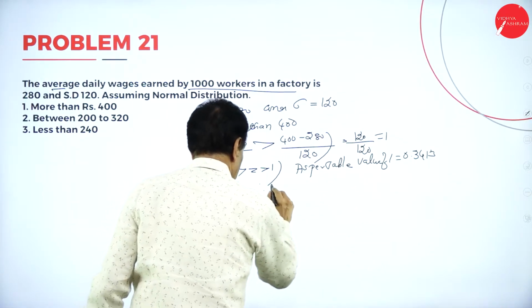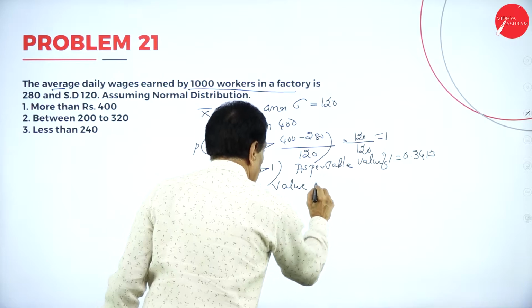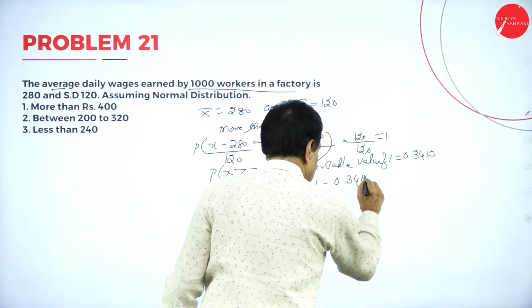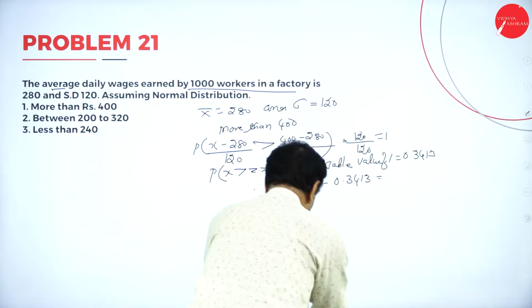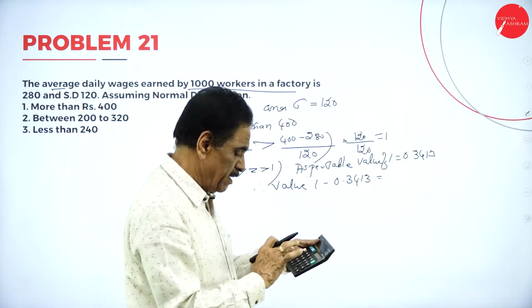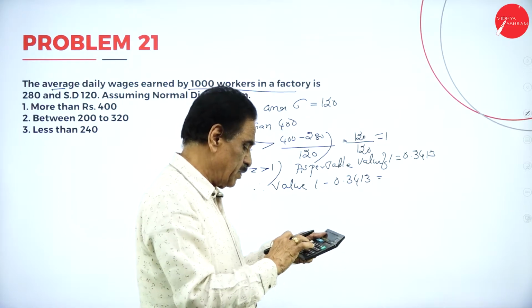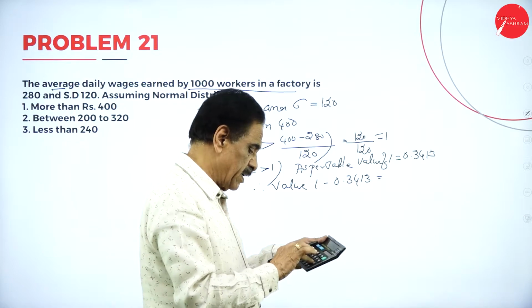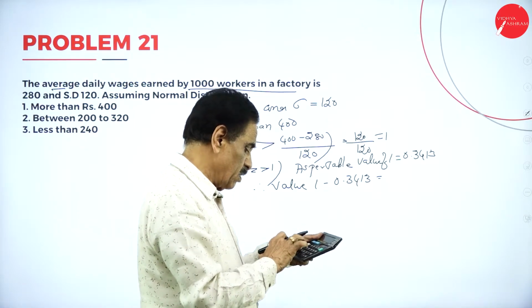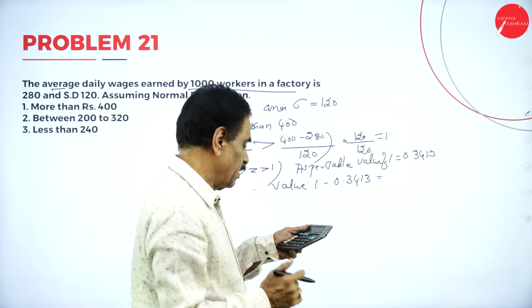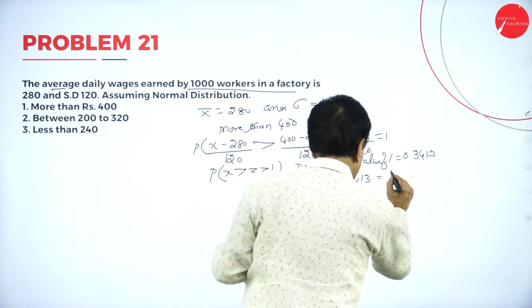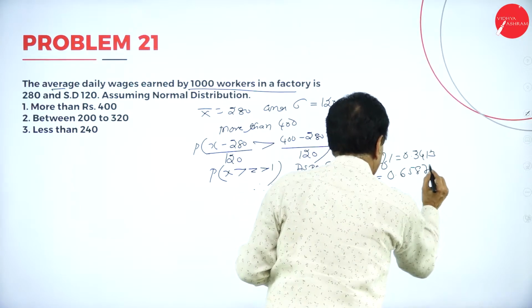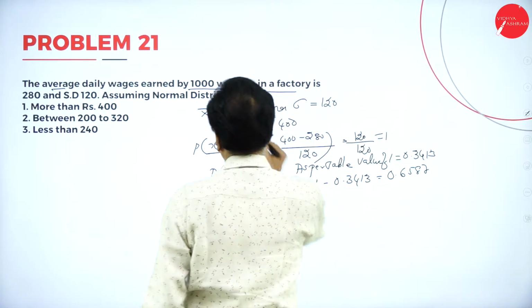Therefore, the value is equal to 1 minus 0.3413, which is equal to 0.6587.